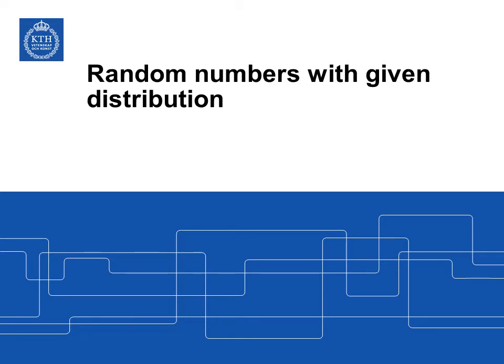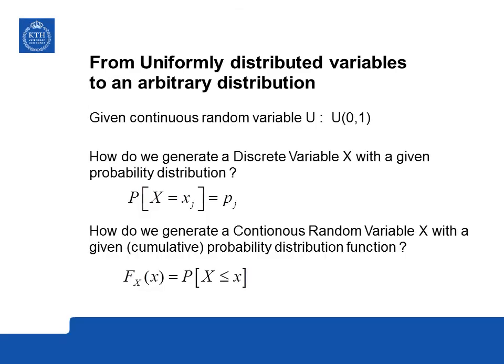So let's continue now with random numbers for a given, arbitrary distribution. We have so far generated uniform random variables, so we have a continuous random variable u with rectangular or uniform distribution over the interval 0, 1. And the question is now, how do we generate discrete random variables x with a given probability distribution, and how do we generate continuous random variables x with a given cumulative distribution function or probability density function. And this is the problem that we're going to discuss now.